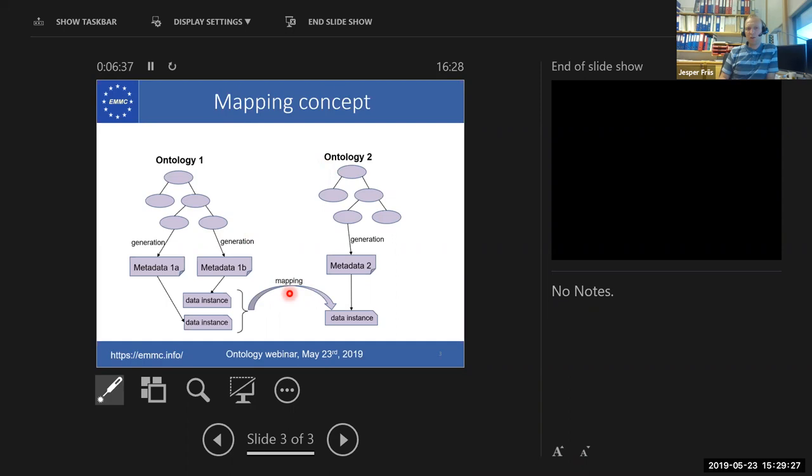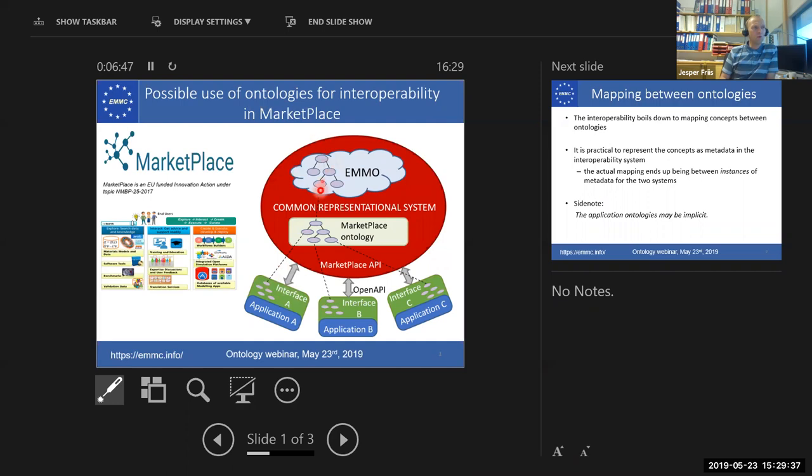So that was just three slides I wanted to show, going back to the first one: how we have been thinking more concretely about using ontologies to perform mapping between applications, such that we can run a workflow where these different applications communicate seamlessly with each other. They don't know anything about each other. They're using the ontology and the marketplace APIs to facilitate this interoperability.